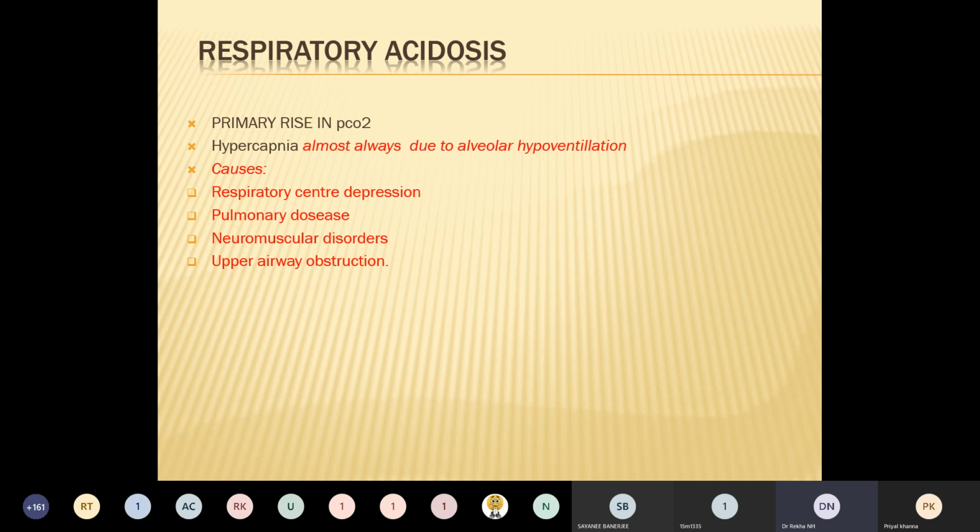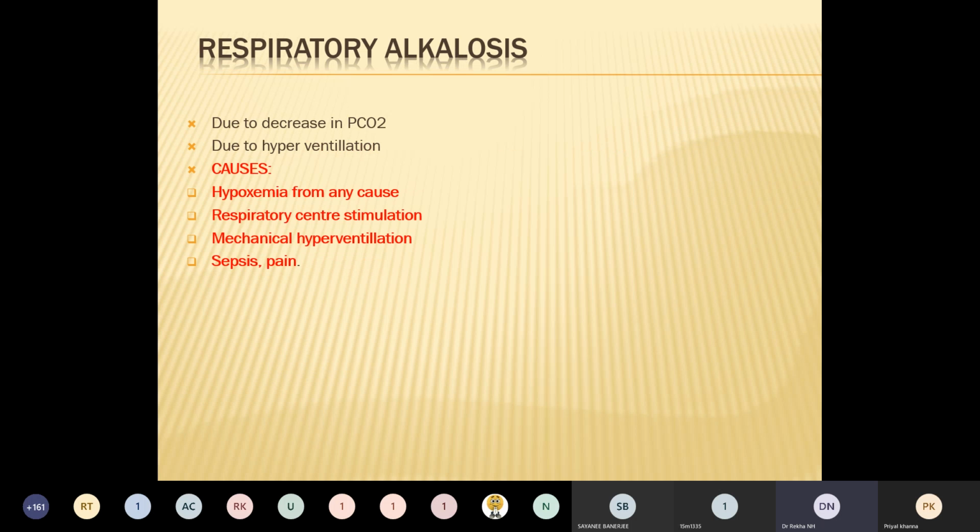Respiratory acidosis is mainly a primary rise in PCO2. Hypercapnia is almost always due to what we call alveolar hypoventilation. Usually respiratory center depression, pulmonary disease, upper airway obstruction, or neuromuscular disorders.